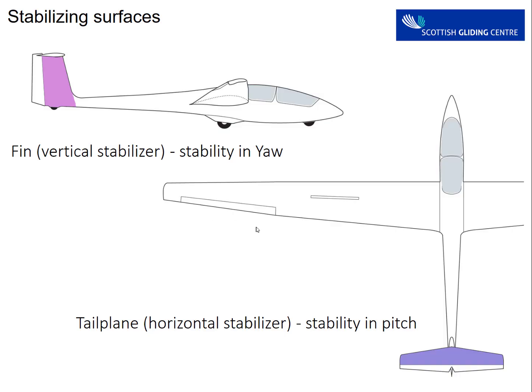Our other two surfaces are stabilizing surfaces. The fin gives us stability in yaw, so if the aircraft is disturbed in yaw, the fin tends to pull the nose back to where it was before, and the horizontal stabilizer, the tail plane, generates stability in pitch. So if the aircraft pitches nose up due to a gust or something, the horizontal stabilizer will tend to push the nose back down, and it makes life flying the aircraft much easier and allows us to fly the aircraft, if we've got it trimmed out, hands off.